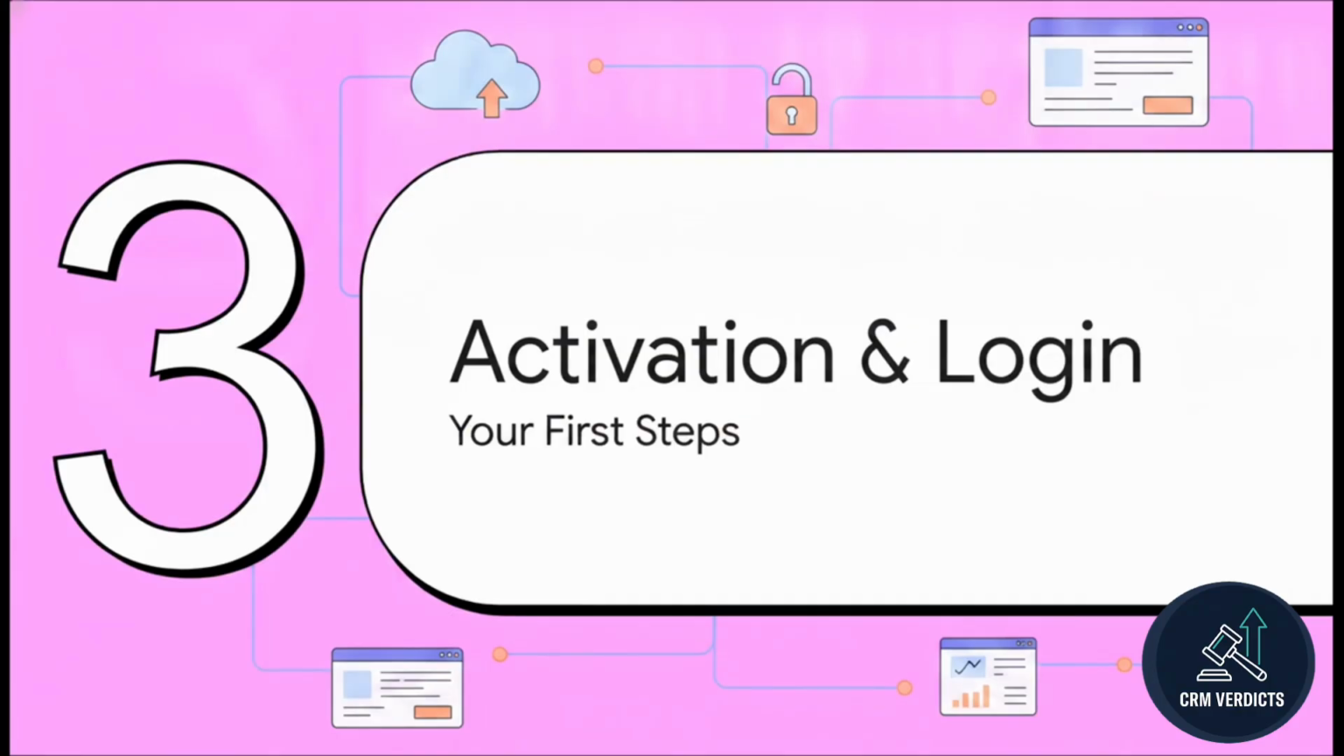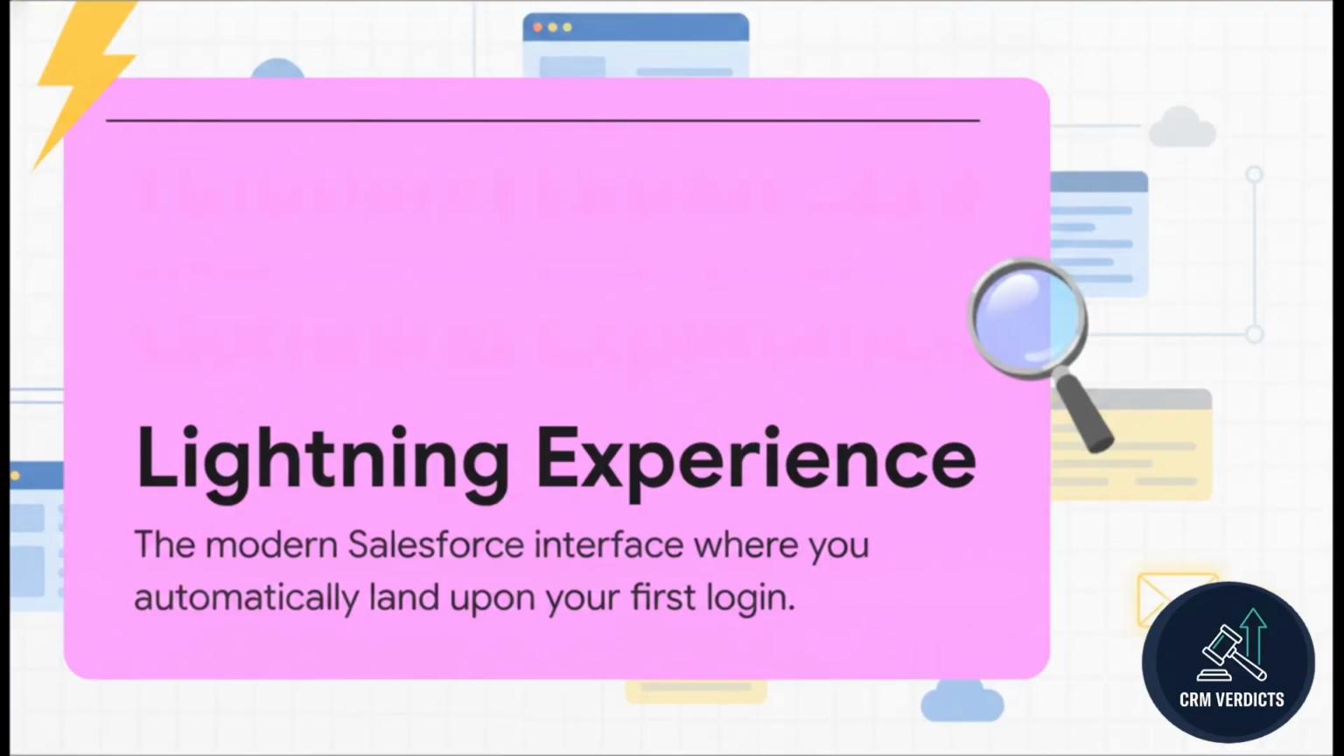Next up, Section 3, Activation and Login. Let's take those first steps. So right after you click Sign Up, you're going to want to head straight over to your real email inbox and hunt for that confirmation message from Salesforce. Click the activation link inside, set up a nice secure password, pick your security question, and boom, you are officially in.